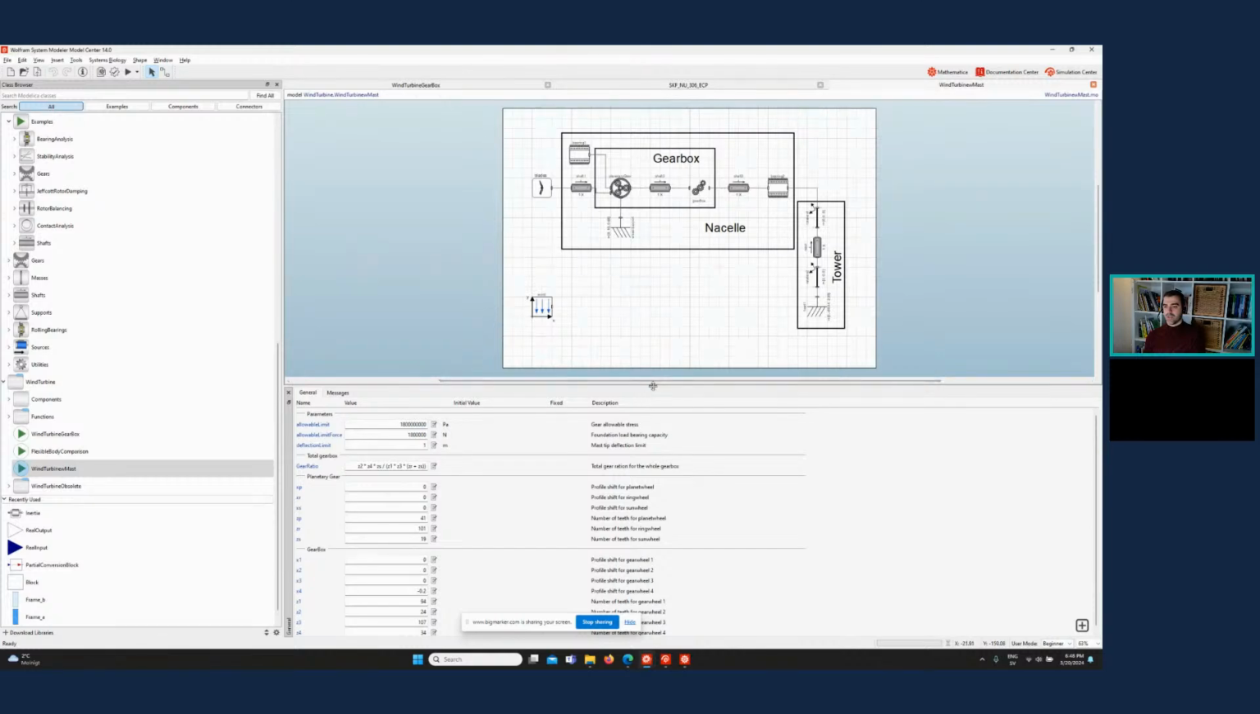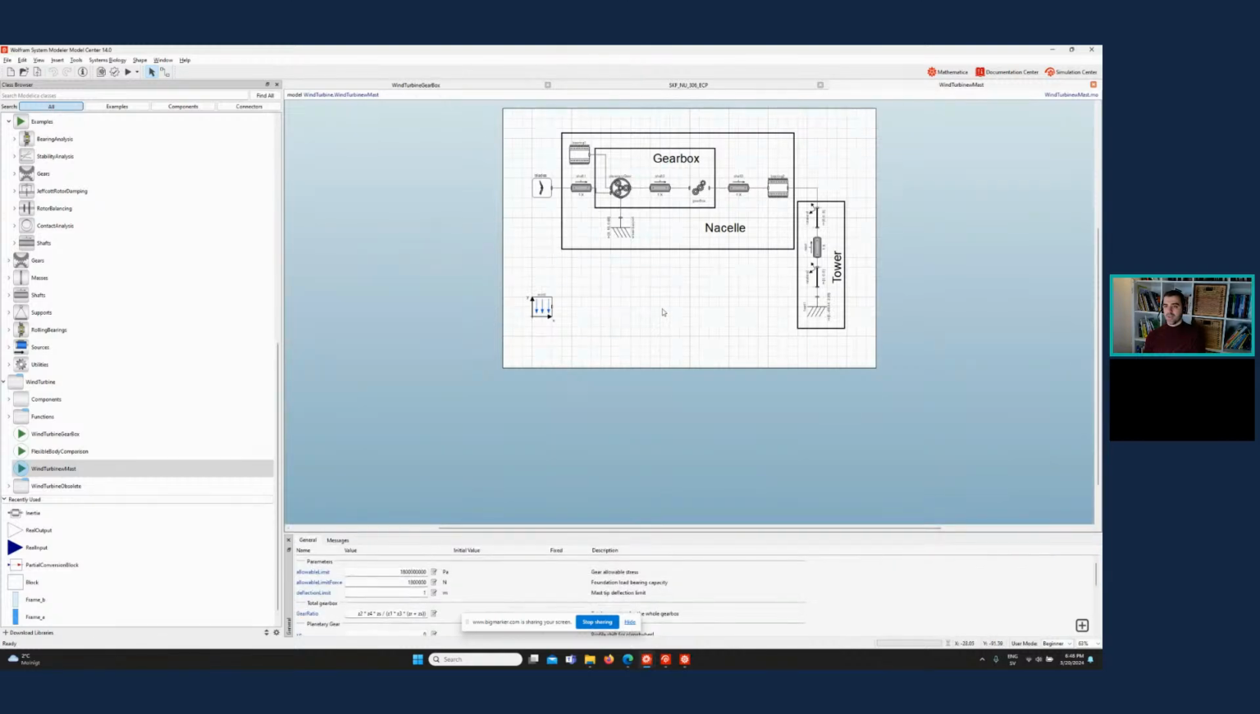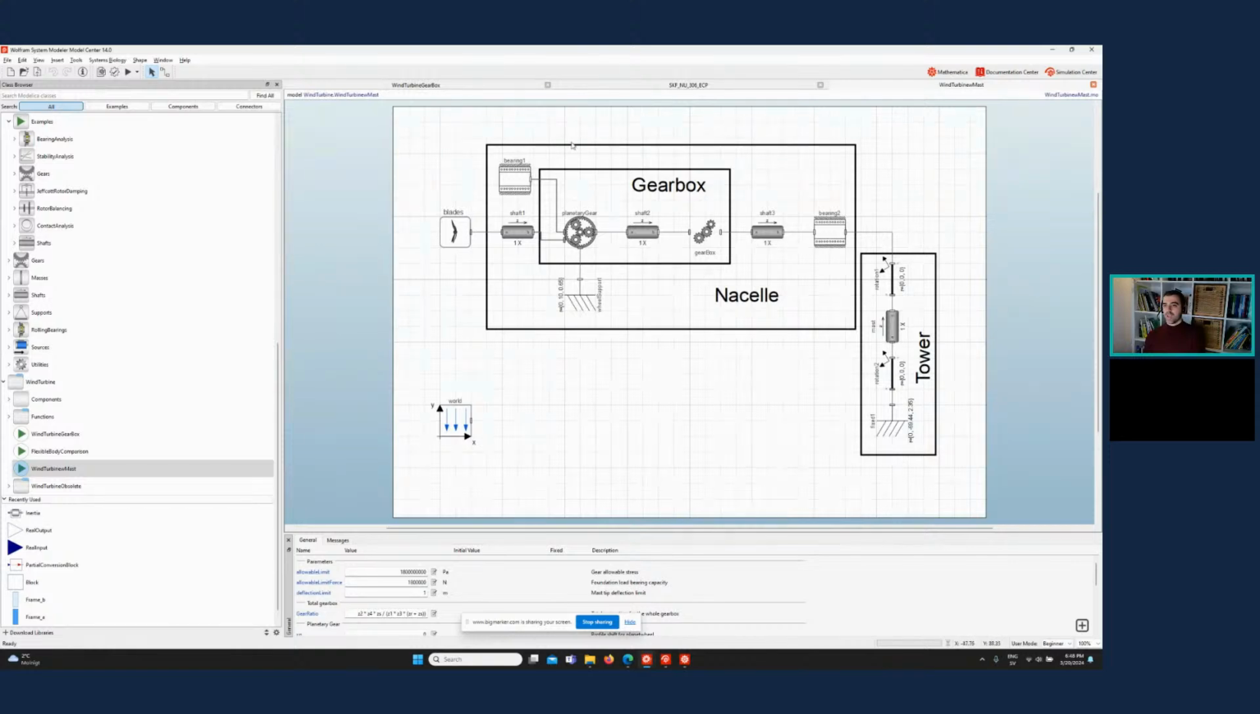Let me make this bigger. So we have the mechanical aspects of this gearbox over here. We have a blade which is rotating at a certain speed, and we elevate its rotational speed using this gearbox. Then here we have a faster rotational speed which goes to the generator. But in this actual example, you haven't included the generator. Right, I haven't included the generator.